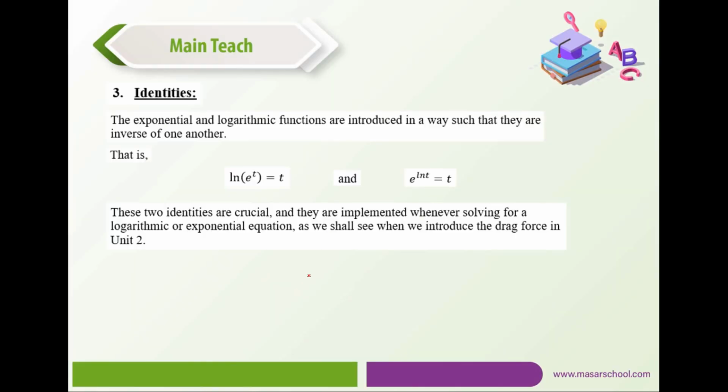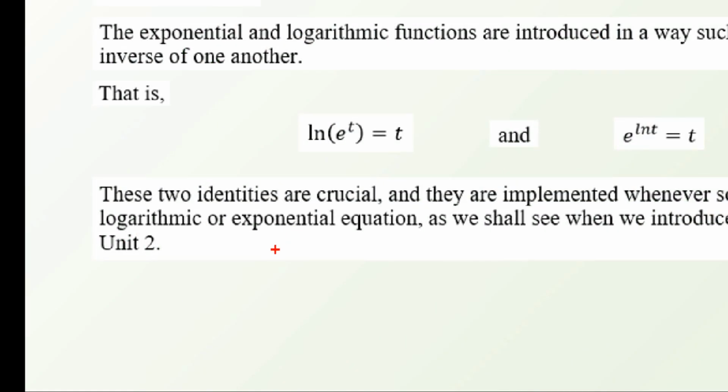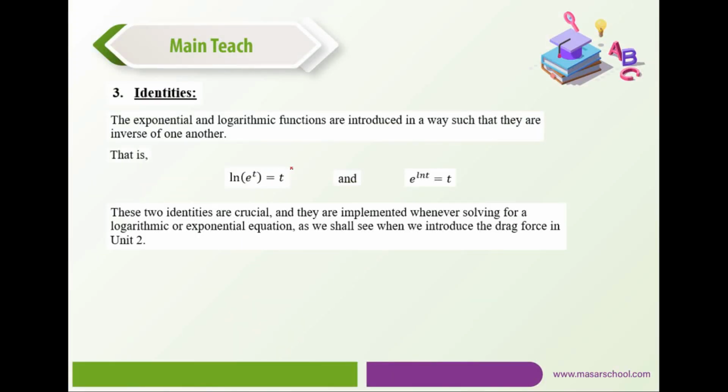These two identities are crucial and they are implemented whenever we're solving a logarithmic or exponential equation. So an important thing we do while we're solving or discussing equations, we need to identify the type of the equation. For example, if it's a linear equation, quadratic, etc. Why is it important to do so? Because each type of equation referred to by a certain name has a specific way of solving. So whenever we're dealing with a logarithmic or exponential equation, that means the equation itself includes logarithmic or exponential functions. We need to keep these two identities in mind, as we shall see when we introduce the drag force in Unit 2.